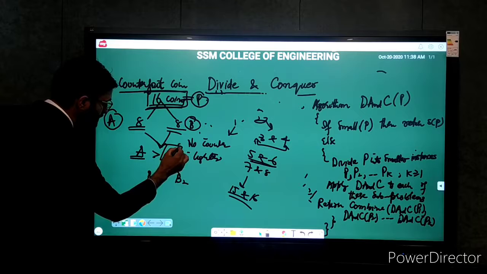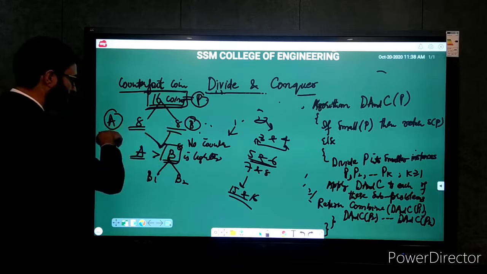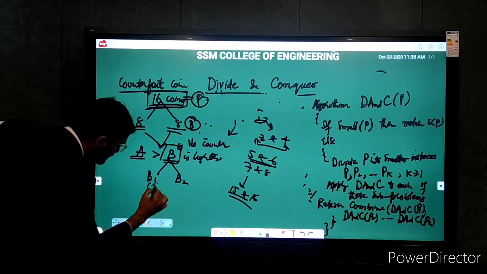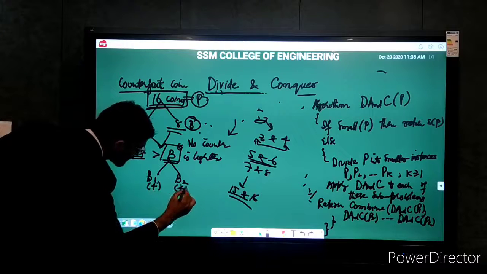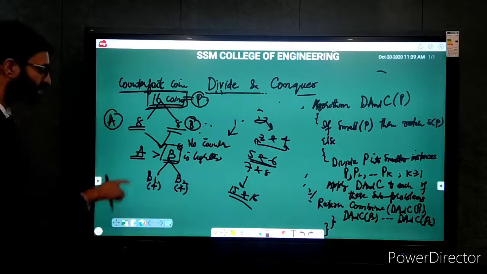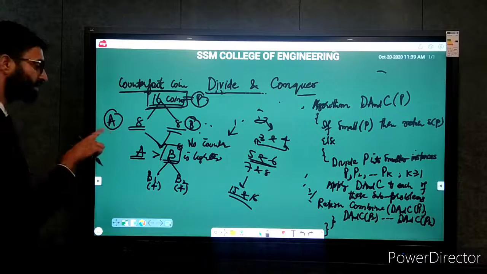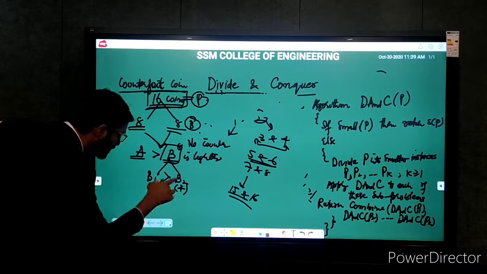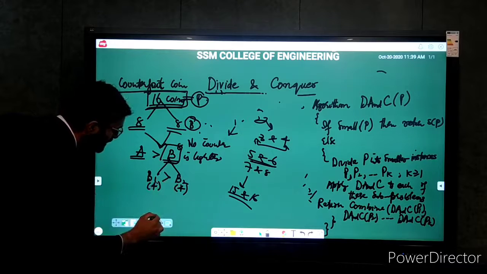Now B has 8 coins. When we divide it, each part contains 4 coins, right? Similarly, it contains 4 coins. Again I weigh them. The set which is lighter will contain the counterfeit coin. Let us suppose B1 and B2: B2 is lighter, so B2 contains the counterfeit.